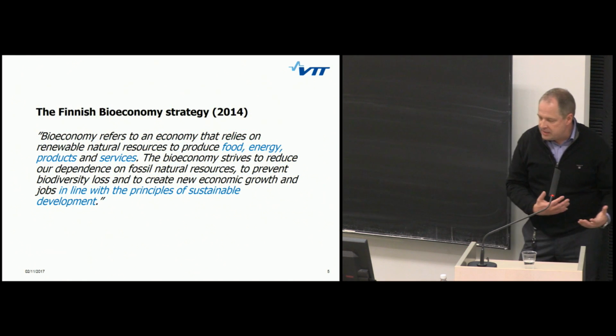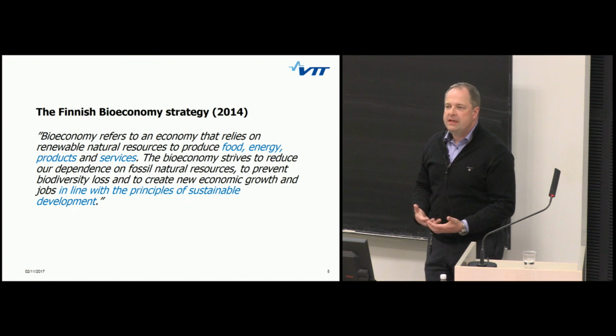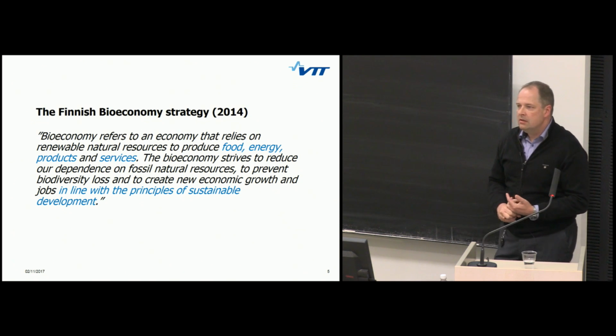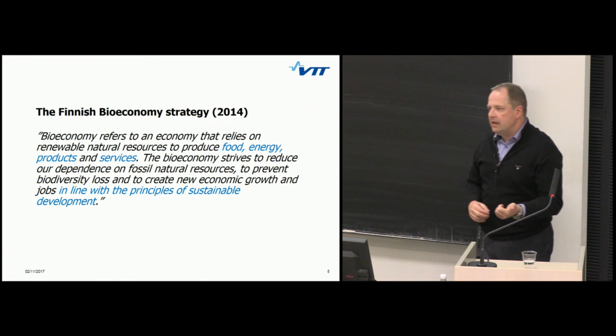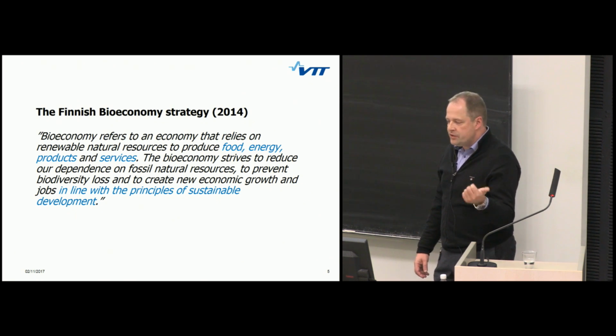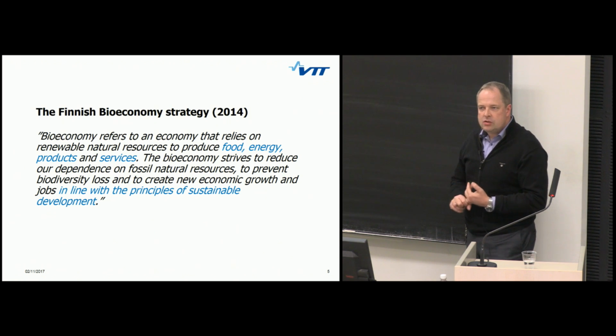And if I start with just briefly telling what bioeconomy is, or how it's been defined, it's basically an economy that uses renewable natural resources to produce food, energy, products, and also services. So food is easy to understand, and that is the first priority, food first. We need to nourish the human race. Products, energy, but also services.